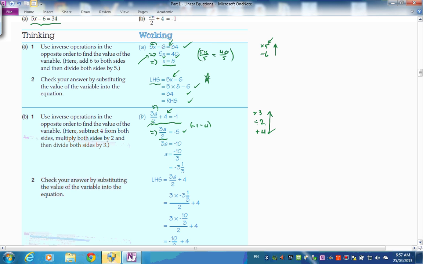Okay, now we reverse the division by 2. We will multiply both sides by 2. So if you just checked it with a working step, multiplying that by 2 will equal neg 5 times 2, so you don't have to put that in. Comes to 3a equals neg 10. Then we're going to divide by 3, and neg 10 over 3 is neg 3 1/3.